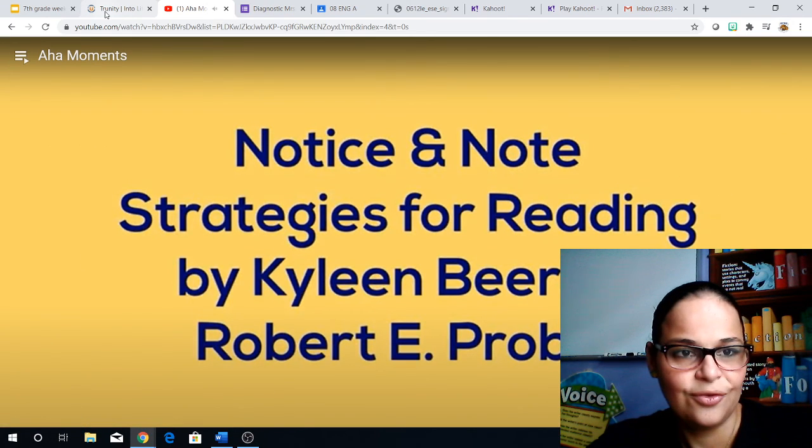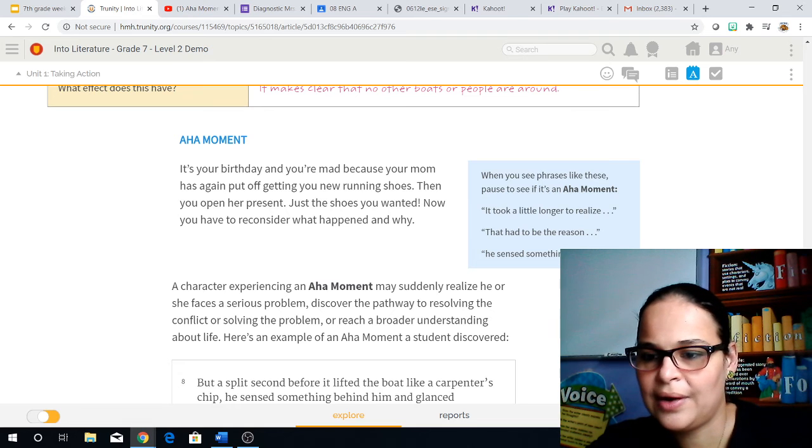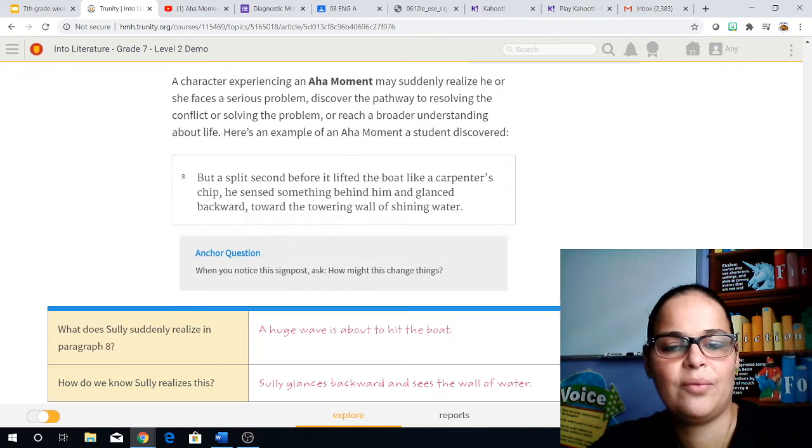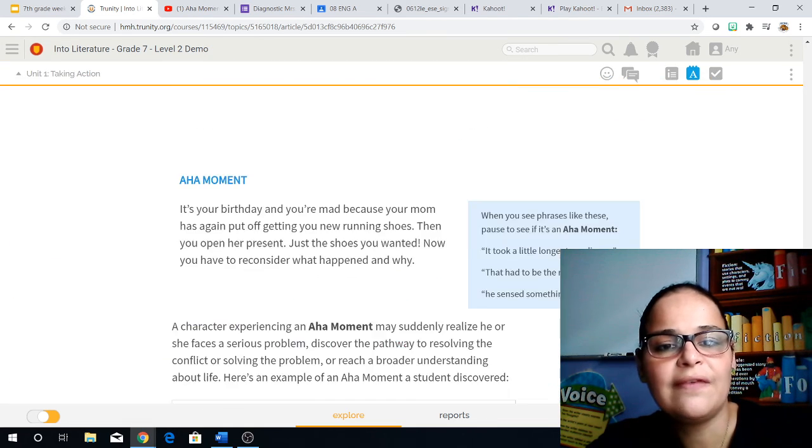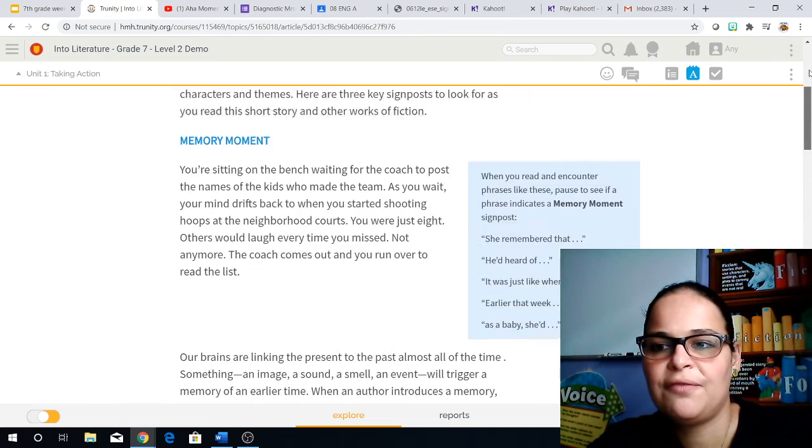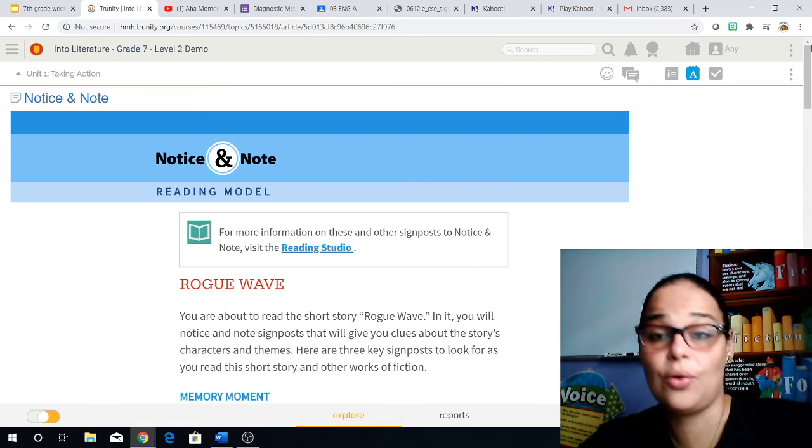Okay, so there you go. A little more info on how to recognize an aha moment. So those are the 3 signposts, you guys, that you're going to be finding in this story of Rogue Wave.